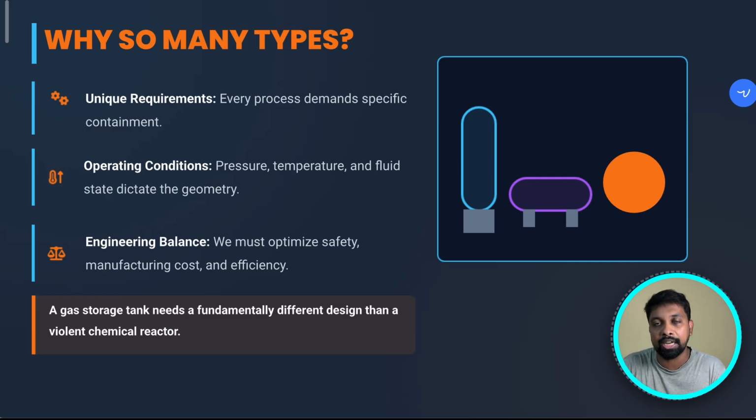So it is based on location, on operating conditions, and also on pressure, temperature and fluid state, which dictate the geometry and the engineering balance. We must optimize safety, manufacturing cost and efficiency. Actually, manufacturing cost is a very important one, because there are many competitors. If you are working for a manufacturing organization and you are responsible for estimation or proposals, you have to be very careful about manufacturing cost.